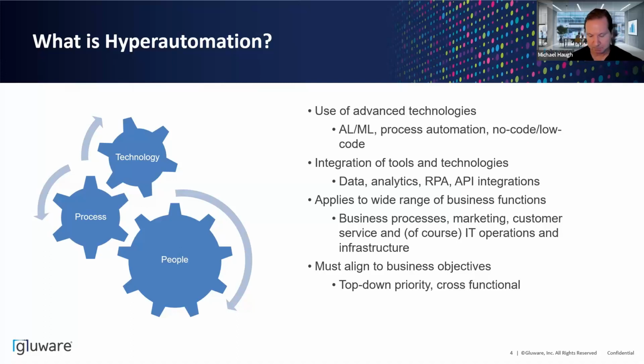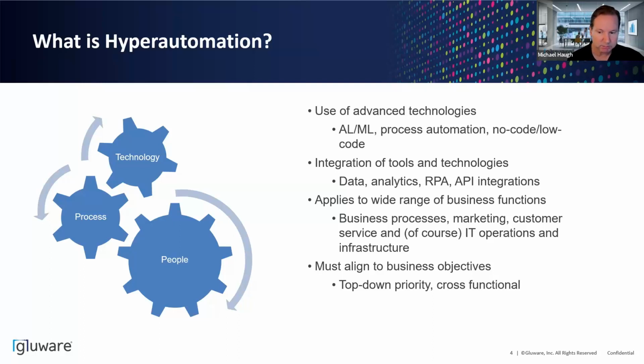Next bullet here is, again, at the hyperautomation level, per Gartner, IBM, and others, it really applies to a wide range of business functions. Most of us in the context of ONUG are talking about the network infrastructure, or cloud, and it's not limited to that. Hyperautomation applies to many business functions, including business processes, marketing, customer service, but it does, of course, apply to IT operations and infrastructure. So that's the piece that we're going to dive into more.